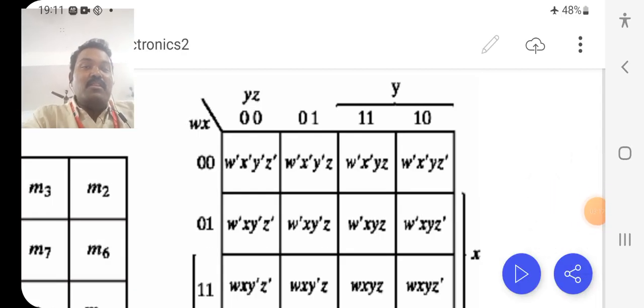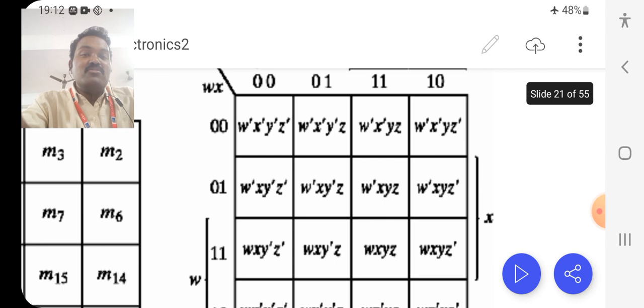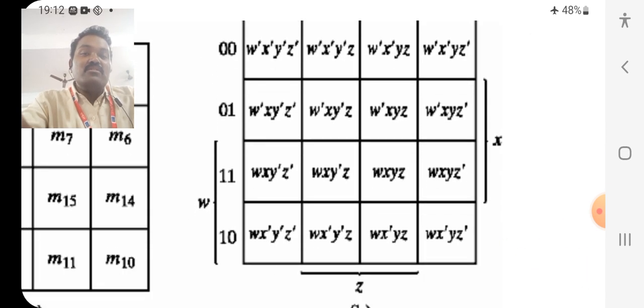In this example, I am assigning the 4 variables W, X, Y, Z. W, X I am marking column wise and Y, Z row wise. So for the rows 2 variables and for the columns 2 variables are marked. Now going to the first one, WX column wise. There are 2 variables. For the 2 variables I am giving 0, 0, 0, 1, then 1, 0 goes to the fourth position and 1, 1 goes to the third position.